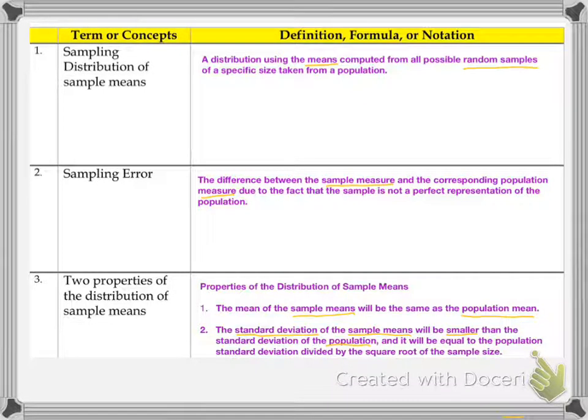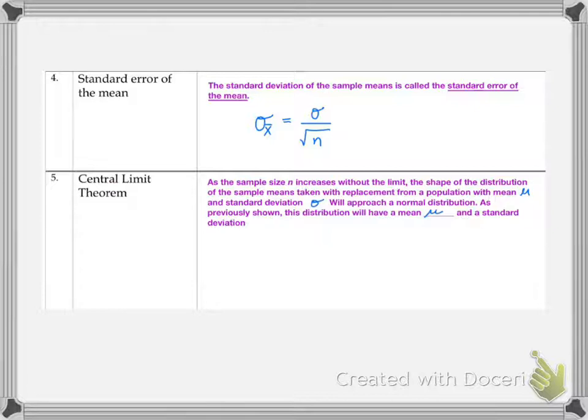Two, the standard deviation of the sample means will be smaller than the standard deviation of the population. Okay, and it would be equal to the population standard deviation divided by the square root of the sample size. So that formula is sort of taking into account that we're using a sample. Okay, so the standard deviation of the sample means is also called the standard error of the mean. And so, like I said, it is the standard deviation divided by the square root of n. And as we know, this is the population standard deviation.